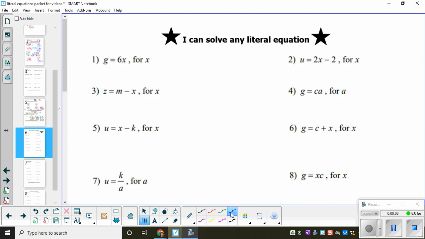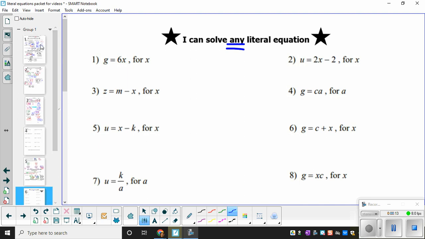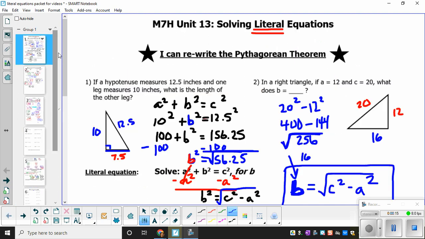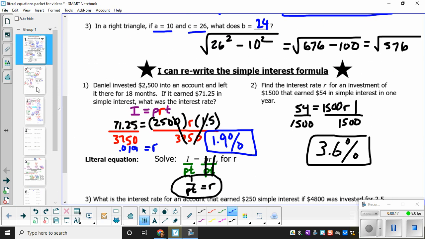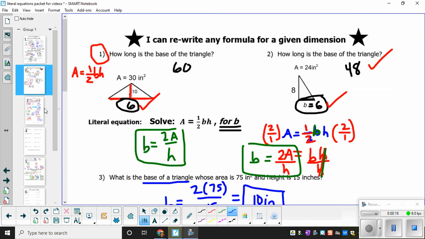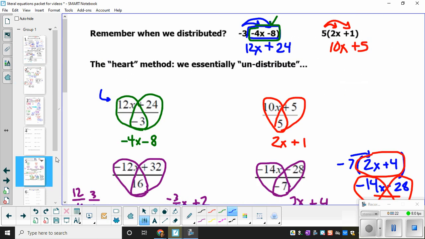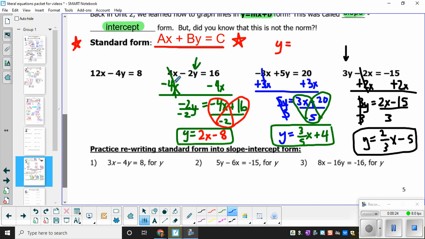Hello again, and welcome to a video where we're at the point where we can pretty much be solving any literal equation that I can throw your way. We've spent a lot of time so far talking about how we can rewrite a lot of our different formulas, including Pythagorean theorem. We talked about simple interest, and we did some area formulas.